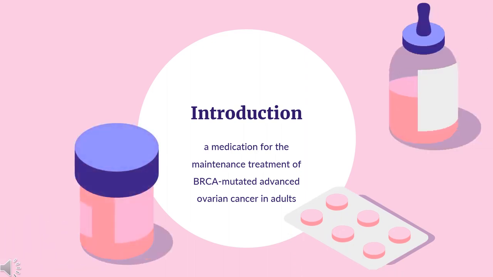What is Olaparib? Olaparib, sold under the brand name Lynparza, is a medication for the maintenance treatment of BRCA-mutated advanced ovarian cancer in adults. It is a PARP inhibitor, inhibiting poly-ADP ribose polymerase (PARP), an enzyme involved in DNA repair. It acts against cancers in people with hereditary BRCA1 or BRCA2 mutations, which include some ovarian, breast, and prostate cancers. In December 2014, Olaparib was approved for use as a single agent by the European Medicines Agency, EMA, in the European Union and by the Food and Drug Administration, FDA, in the United States.